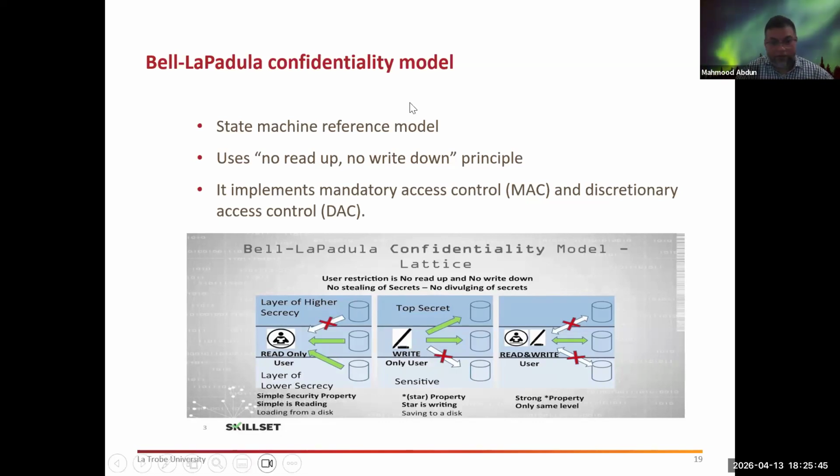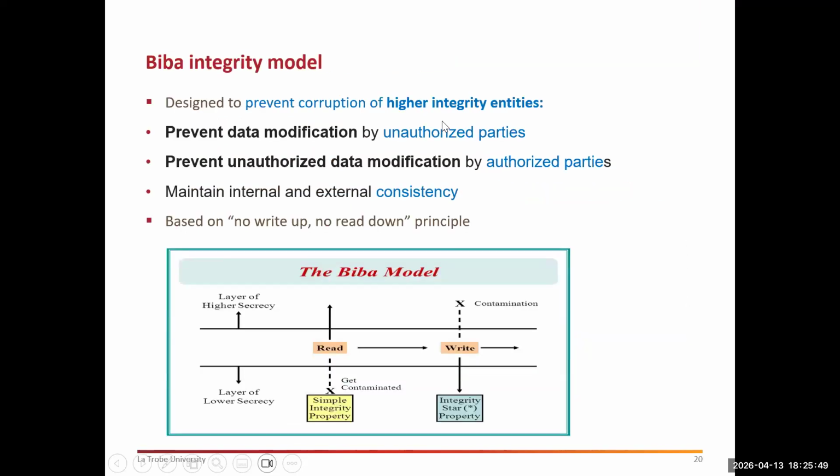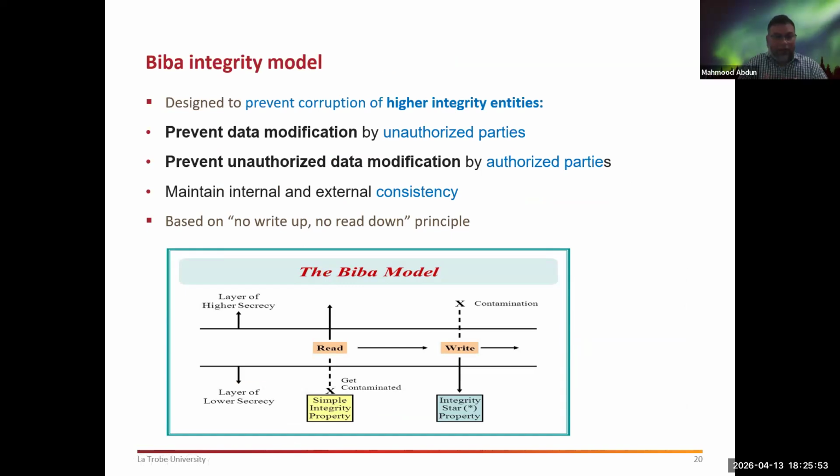if that's clear, now let's dive into the other one, which is the integrity model. So this integrity model is called the Biba integrity model. Now in the previous one, we looked into the confidentiality model. In this one, we look into the integrity model. So it's concerned with data integrity.